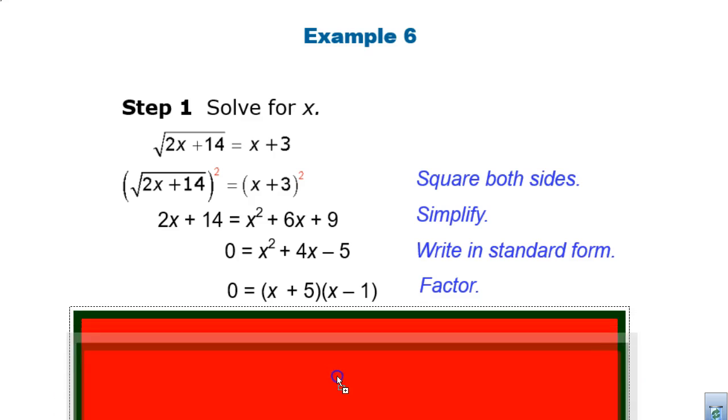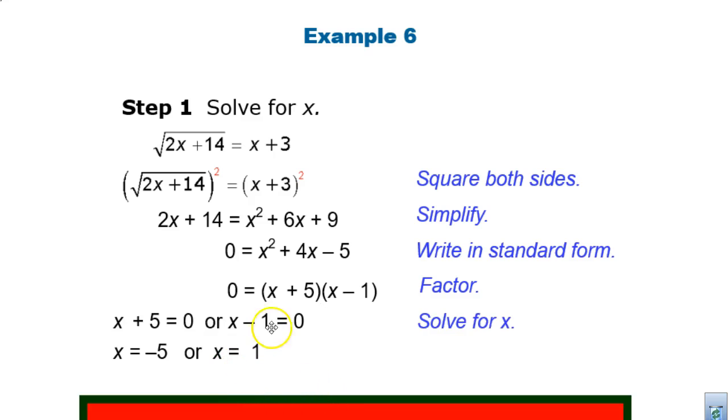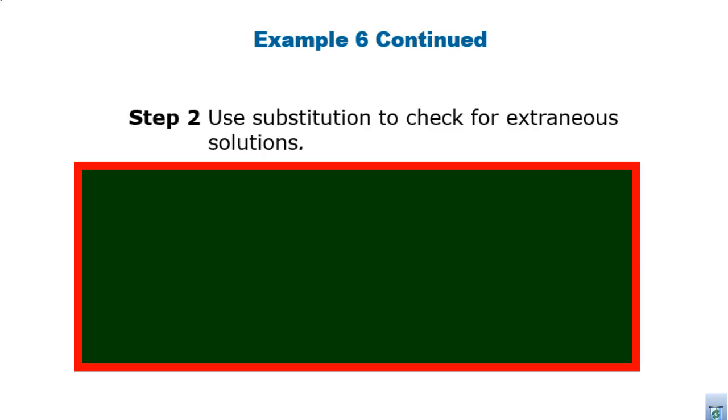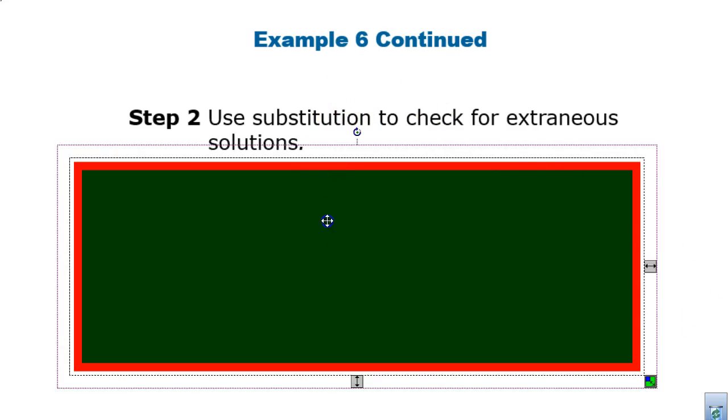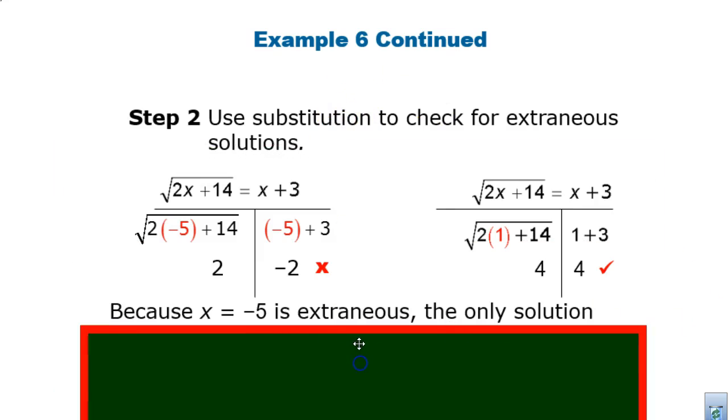There are two solutions then, negative 5 and positive 1. Using the zero product property, we set both of them equal to 0 and get our two solutions. Are they both real, true solutions? Well, the only way to find out is to plug them into the equation to see if they actually work. So that is step 2, use substitution, check for those extraneous solutions.